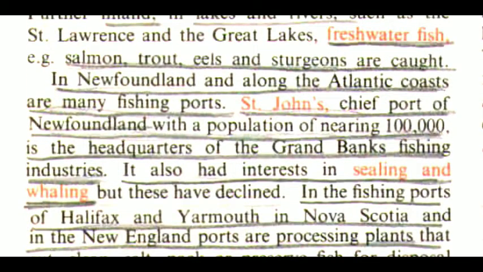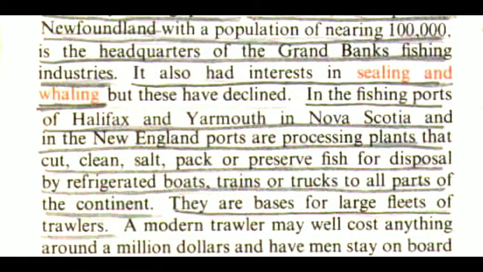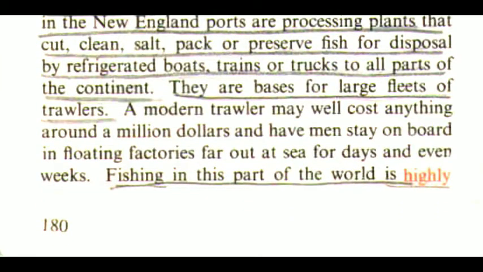In Newfoundland and along the Atlantic coast are many fishing ports. St. John's, chief port of Newfoundland with a population of nearing 100,000, is the headquarters of the Grand Banks fishing industries. It also had interest in sealing and whaling, but these have declined. The fishing ports of Halifax and Yarmouth in Nova Scotia and in the New England ports are processing plants that cut, clean, salt, pack, or preserve fish for disposal by refrigerated boats, trains, or trucks to all parts of the continent. They are bases for large fleets of trawlers.